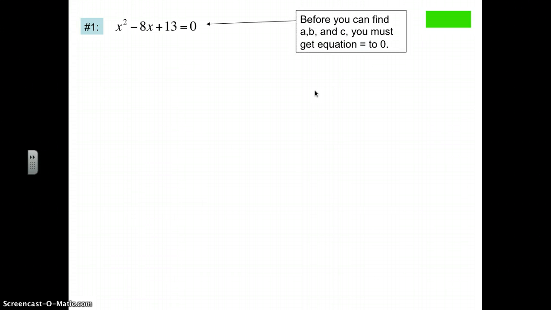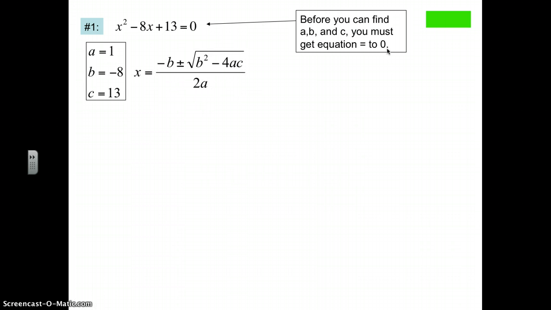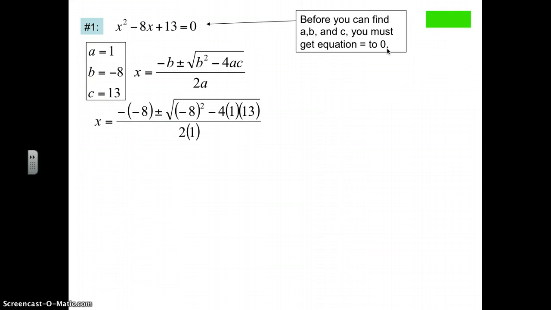As always, this is already equal to 0, so I don't have to do anything. What's my a, what's my b, and what's my c? Now that's my quadratic formula. I'm going to substitute a, b, and c. When I substitute it, it looks something like this. My b is, notice that it's minus b, so it's minus parentheses negative 8.